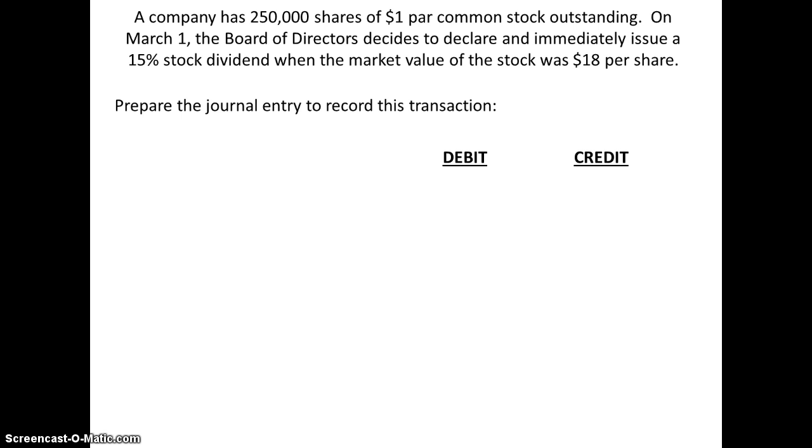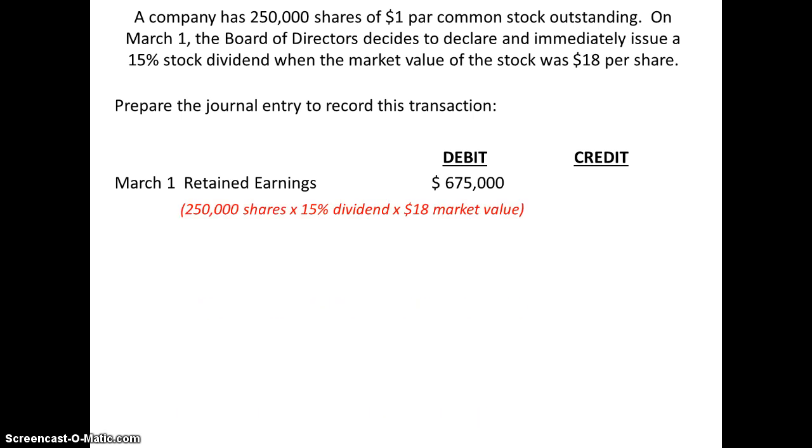So, let's work on the entry. To prepare the journal entry, we first want to take the earnings of the company and give them back. Where do we store earnings from the company? In retained earnings. So we're going to debit retained earnings for $675,000. How did we get $675,000, you ask? Well, we take the 250,000 outstanding shares, we multiply it by the dividend percent, which is 15%, and then we multiply it by the market value of $18.